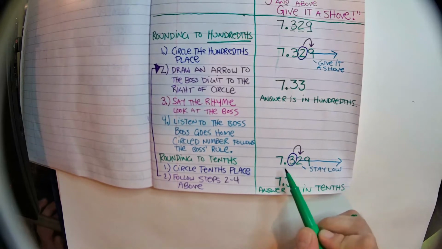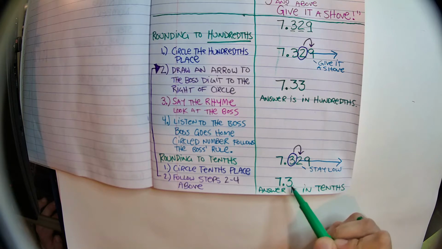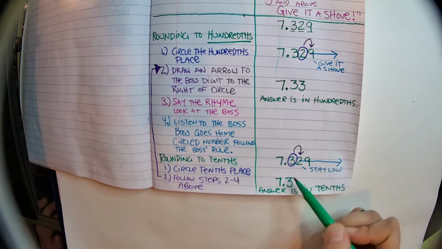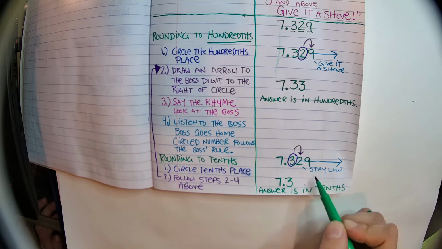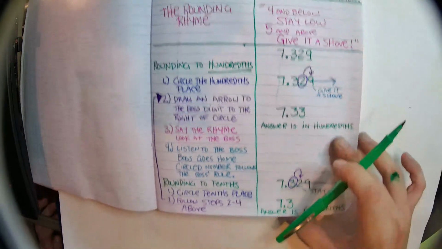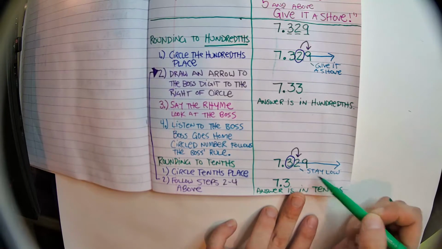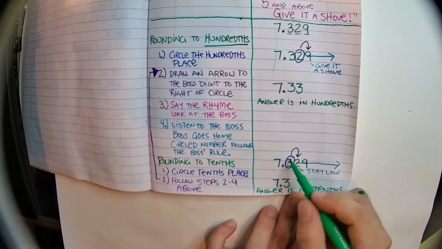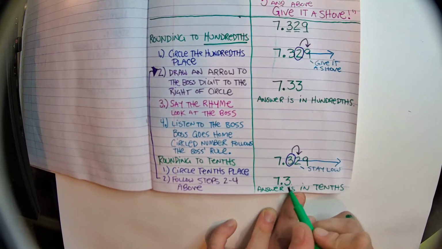So our original number was 7 and 329 thousandths. We wanted to round to the nearest tenths place, which means that we're just rounding off the end of the number until we have the tenths. This 2 told us what to do. 4 and below, stay low, or 5 and above, give it a shove. If we follow that rule, 2 is a 4 and below, so it tells the boss, the 2, tells the next door to stay low. The circled number stays low, so it only stayed at 7 and 3/10.